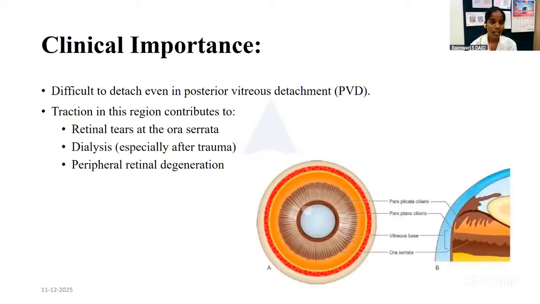Clinical importance. Difficult to detach even in posterior vitreous detachment. Traction in this region contributes to retinal tears at the ora serrata, dialysis, and peripheral retinal degeneration.